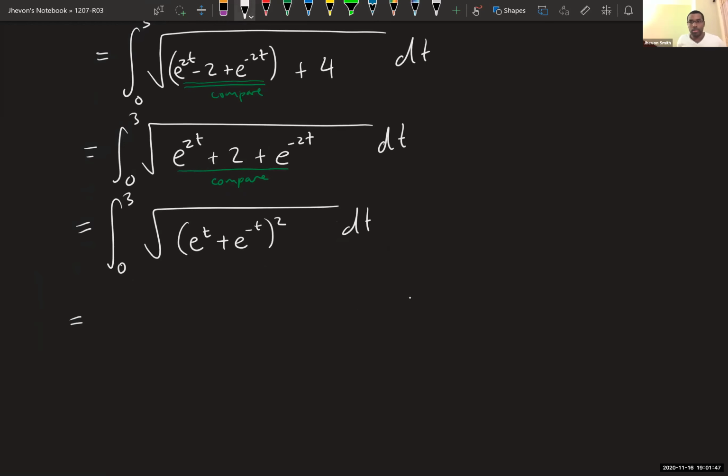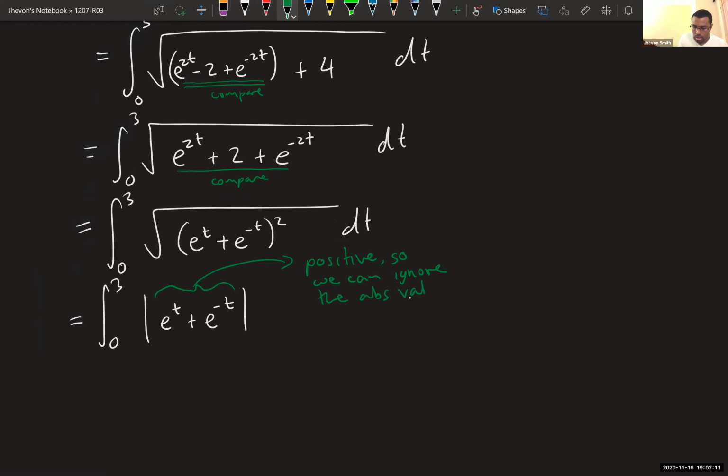So now we have the square root of a square. Technically, that's absolute value. But this here is positive. So we can ignore the absolute values. So this is just the integral from 0 to 3 of e to the t plus e to the minus t dt.